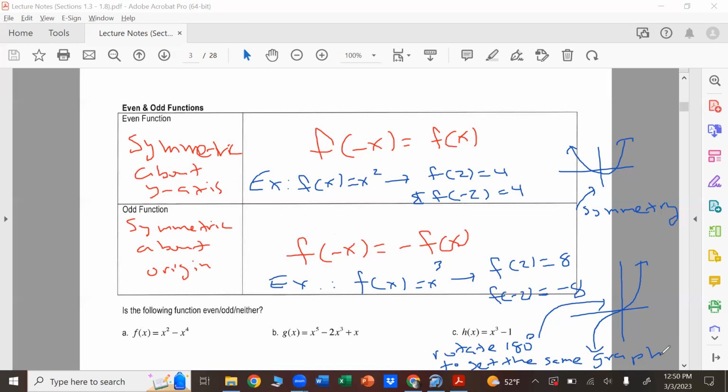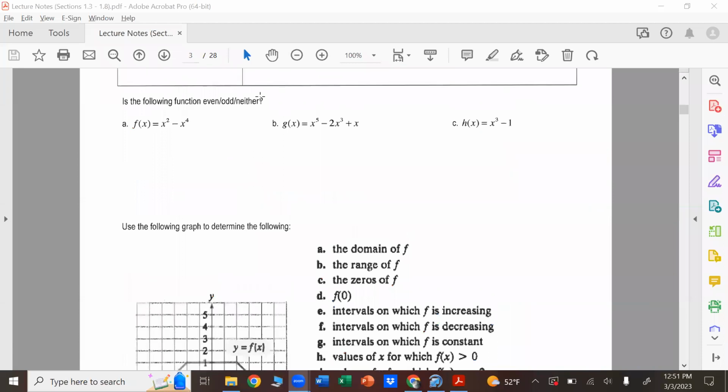So we're going to do some examples right now to help you understand this. Sometimes it'll be neither. If y changes drastically, not just a sign change, then it's neither. But if y stays the same when you change the sign of x, it's even. If the sign of y changes and that's it, when you change the sign of x, it's odd. So let's do this right now. Let's look at these here.